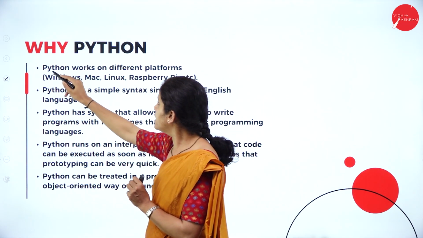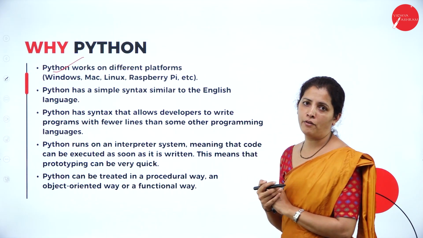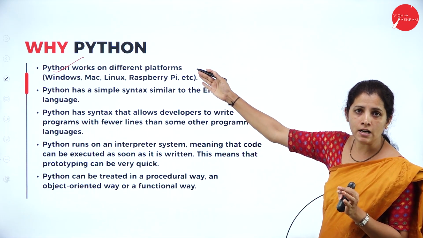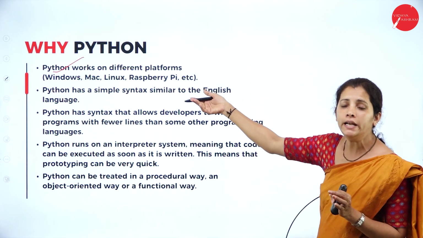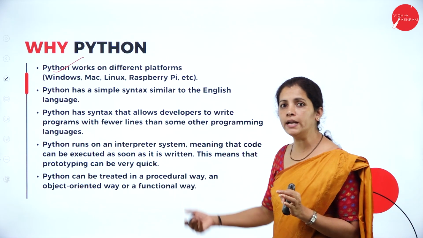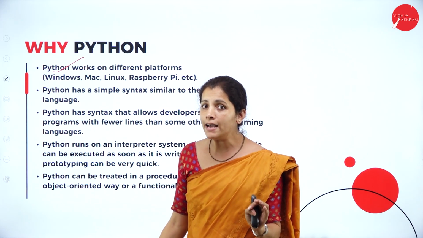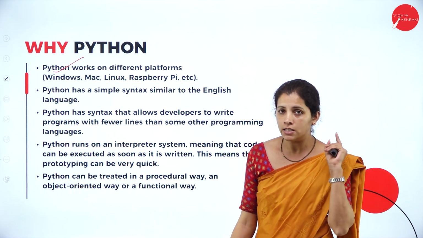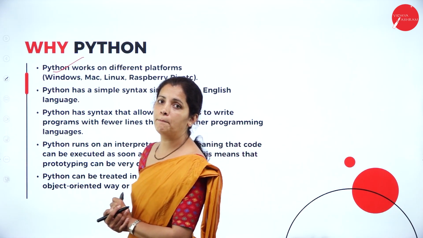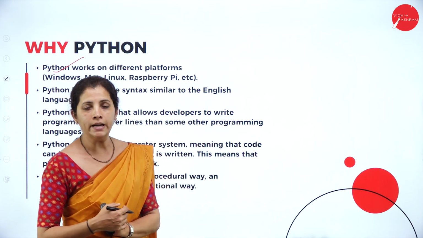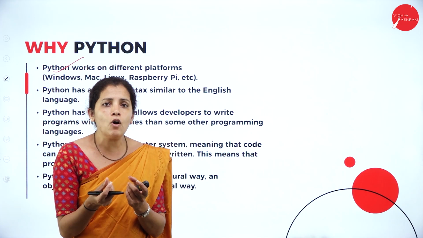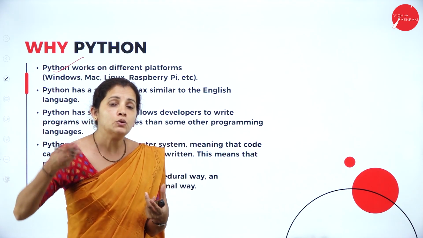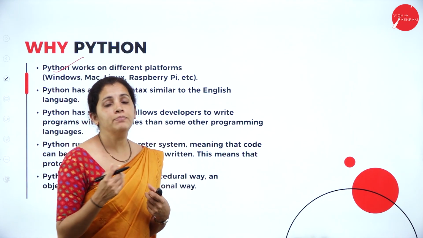See here, Python works on different platforms. So what is the very important feature of Python here? That is platform independent. So dear student, Java is also an example of a platform independent programming language. Similarly, Python is also an example of a platform independent programming language. Then what's the meaning of platform independent? Independently, it is possible to run the program or the application.